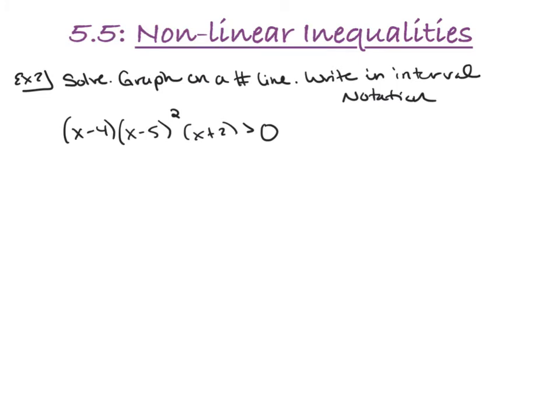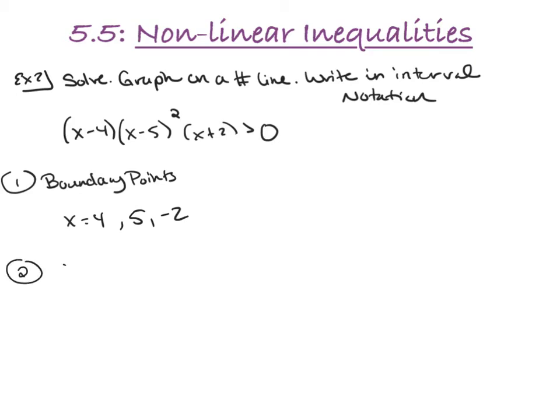Okay, so following the steps we did in the last one, I'll call them boundary points. Those would be pretty easy to spot. Those would be when x minus 4 is 0, so x is 4. When x minus 5 is 0, so x is 5. And when x plus 2 is 0, so x is negative 2. So we have x equals 4, x equals 5, and x equals negative 2.